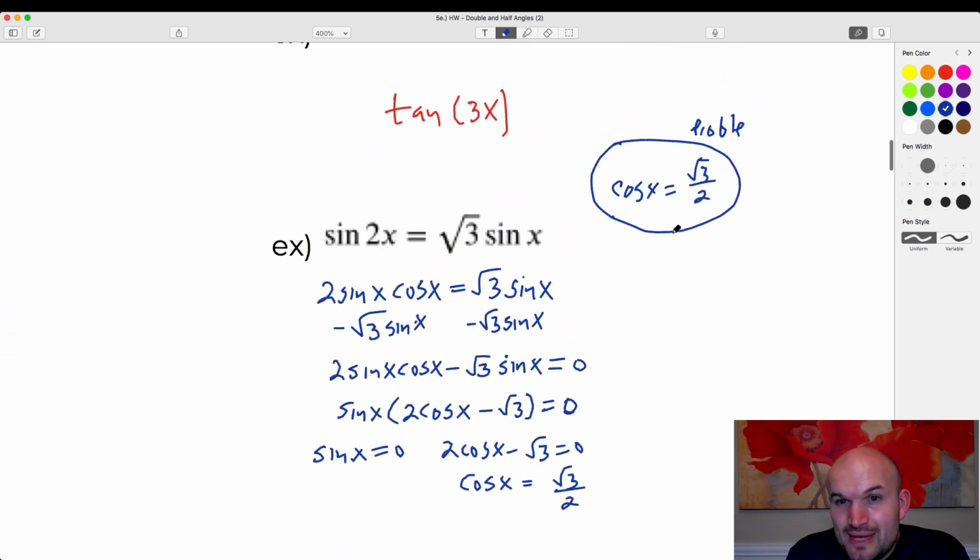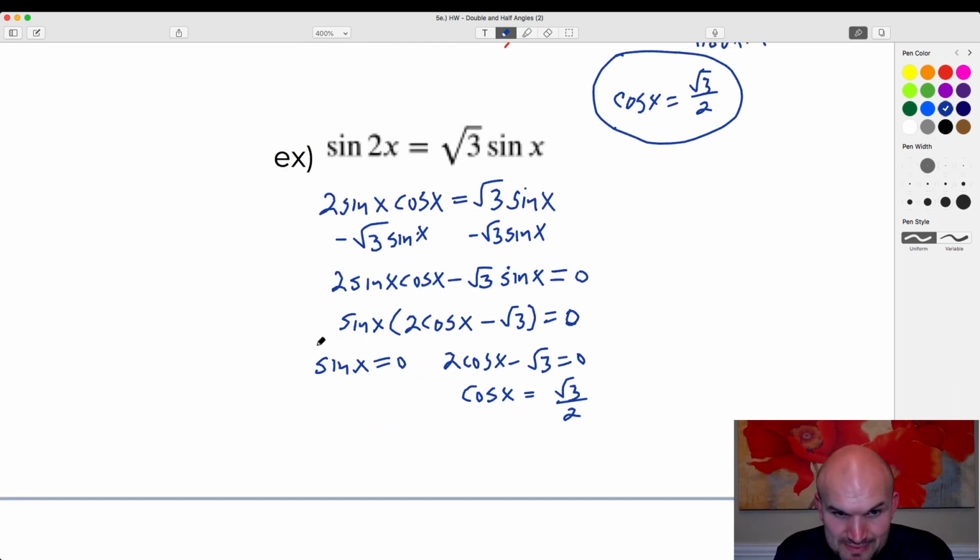That's exactly what we had when we divided, right? But the problem is, when we divided, we only got cosine of x equals square root of 3 over 2. We divided out the sine of x. By dividing by sine of x on both sides, you got rid of it. And you notice when we solve this by factoring, sine of x equals 0 is actually part of your solution set. So that's why we don't want to divide that out.